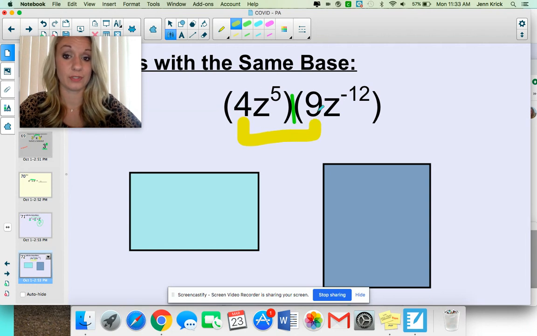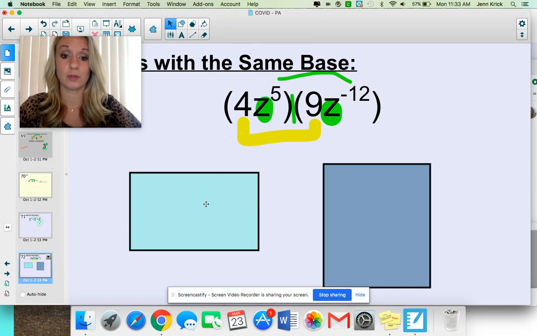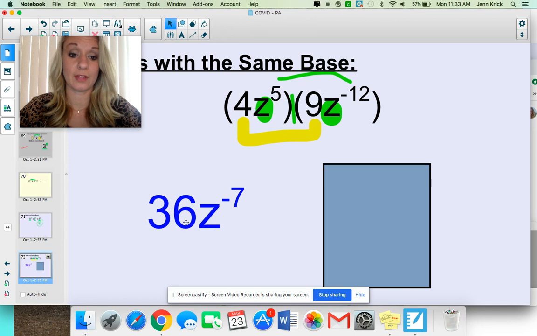So I've got 4 times 9, which is 36. I also know that because I'm multiplying powers with the same base, because I've got z here and z here, I can add their exponents. So 5 plus negative 12 is negative 7. So here's what I've got so far, you guys. I've got 36, because 4 times 9 is 36. And I've got z to the negative 7 power, because 5 plus negative 12 is negative 7.